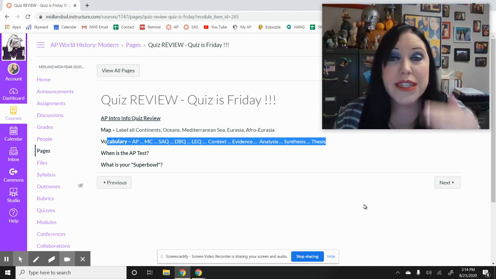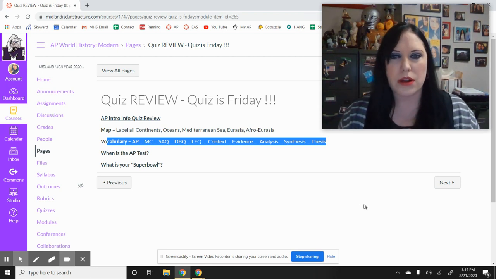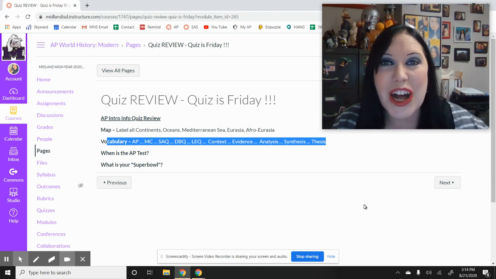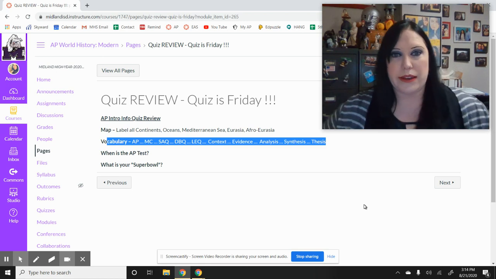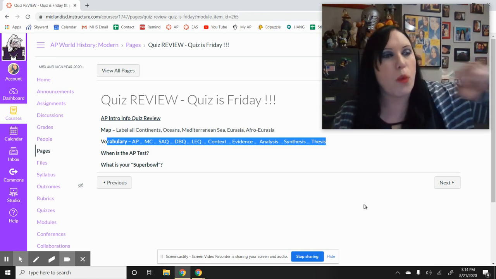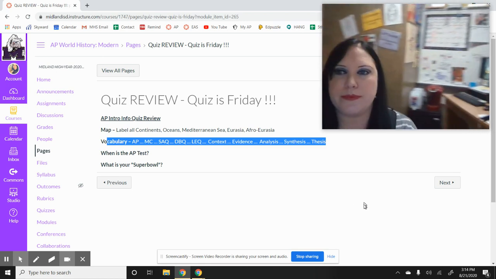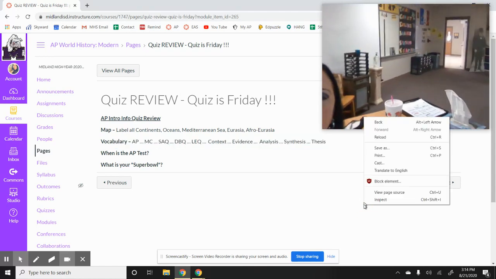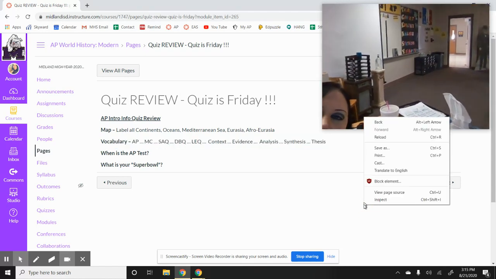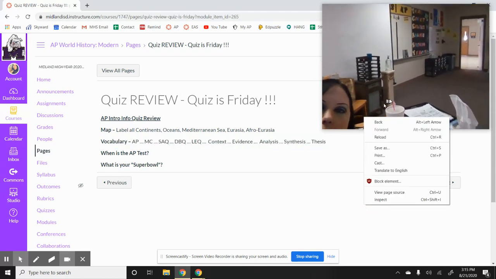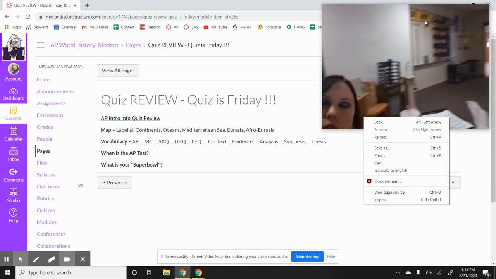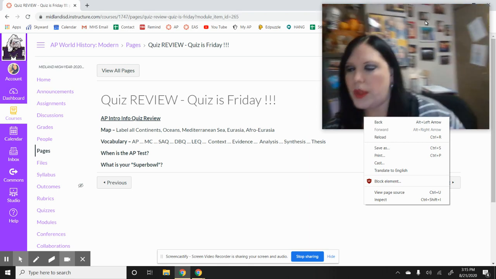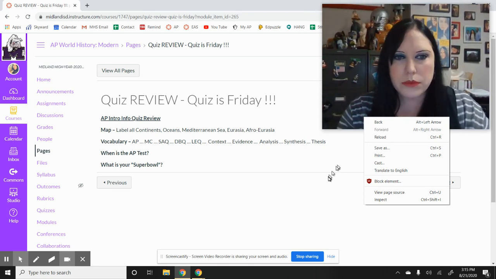These words that you see: context, evidence, what am I out of order? It's thesis, context, evidence, analysis, and synthesis. I put thesis at the end. I don't know. They're literally on my wall, right in that black thing right here, because they're so important, you need them all year. Okie dokie. So you've got to know what they are.